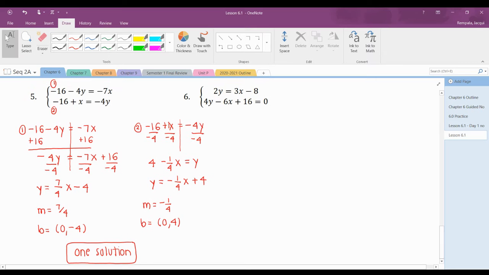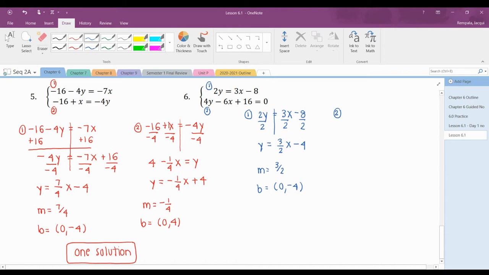All right, last example. So once again, I'm going to make sure that my equations are solved for y. So the top equation, 2y equals 3x minus 8. In order to get y by itself, I'm going to divide by 2 to everything in that equation. So that gets me y equals 3 divided by 2 is not going to simplify down any further. Negative 8 divided by 2 gives us negative 4. So my slope is 3 over 2. And my y-intercept is the ordered pair 0, negative 4.